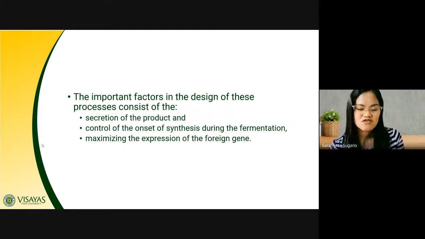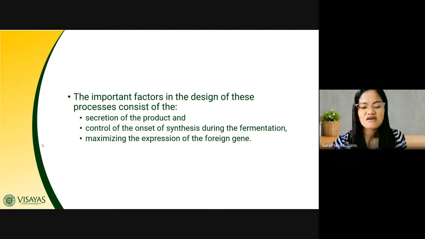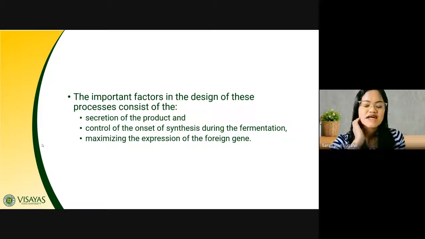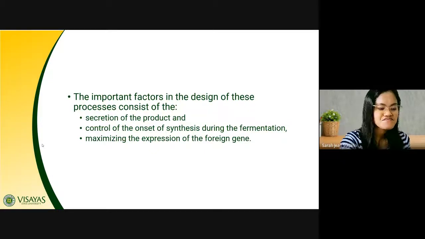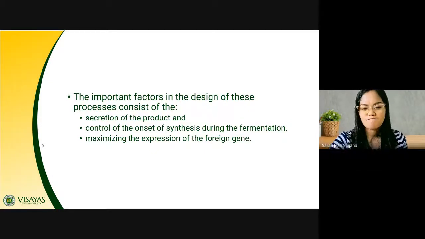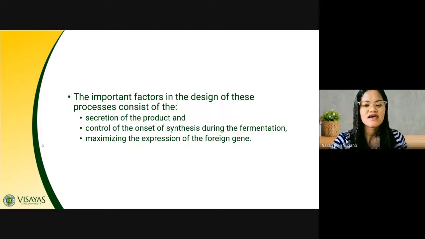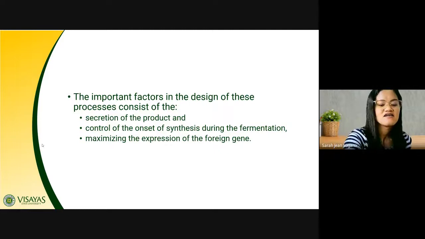Of course, you have to extract the gene, and then you have to do PCR, polymerase chain reaction. I think you know that already. So that's class on recombinant DNA technology. And it is already 10:57, and I think that you have a class after this.